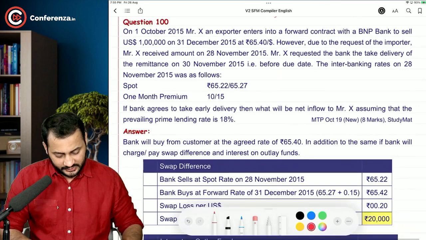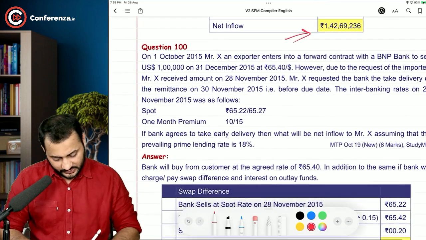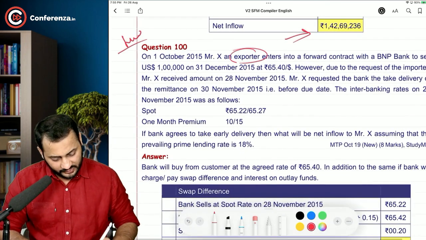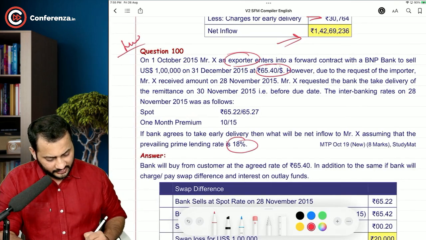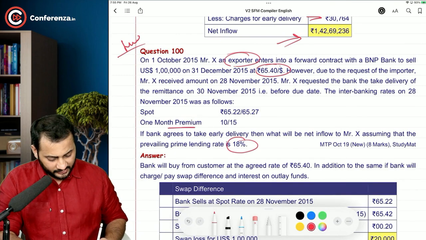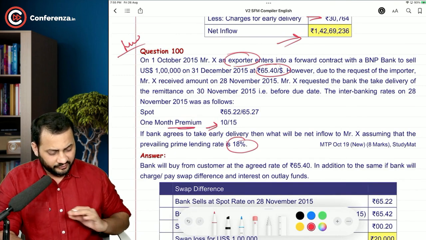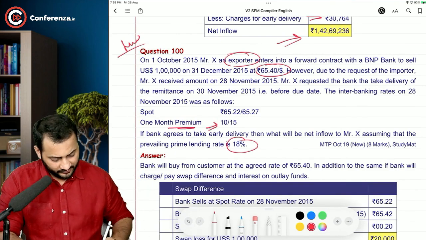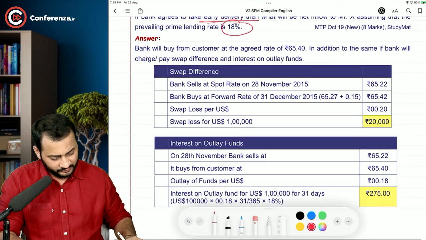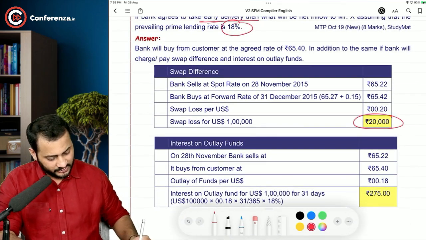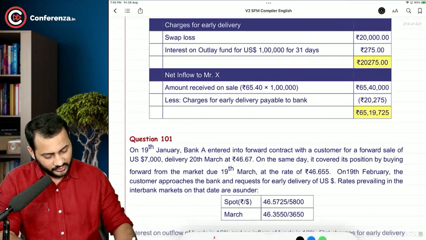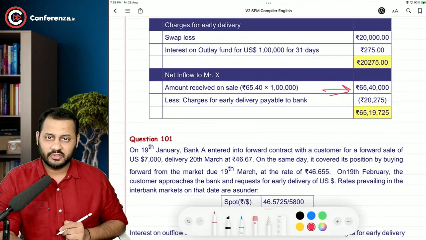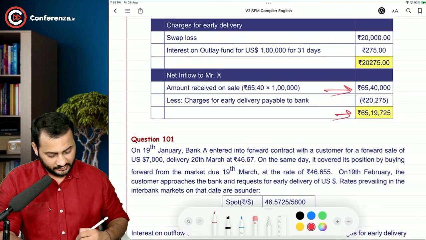Let's come to this question now. You can take this as homework. Again, this is an exporter. See, 65.40 is the price, 18% instead of 15%. Again, the 1 month premium is given. Everything is the same, and this is early delivery. I will take another question in which the swap loss is 20 and the interest is 275, which you will adjust with the total inflow to him, which becomes 65.40, and that's it.